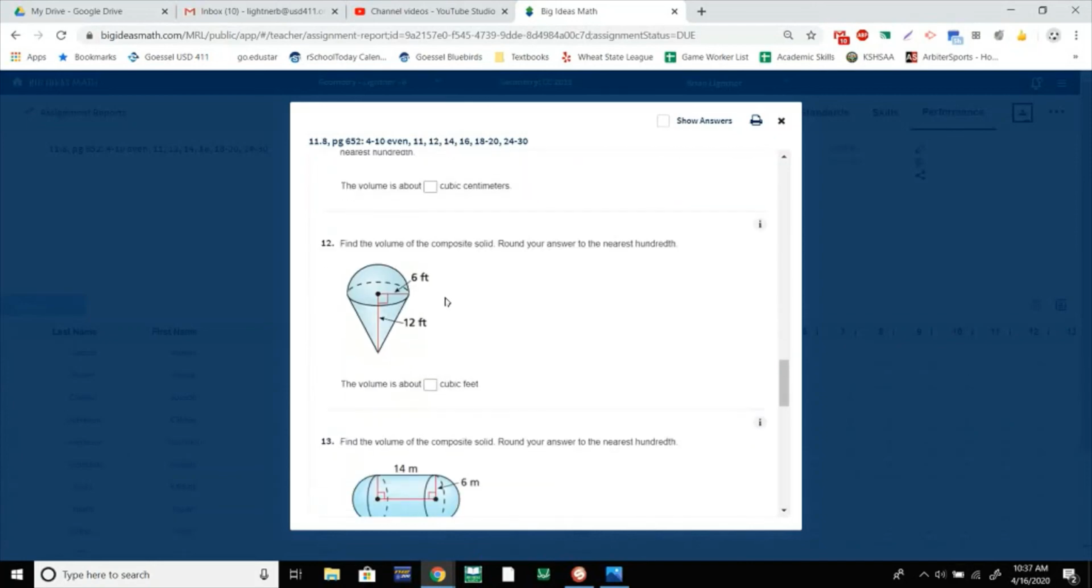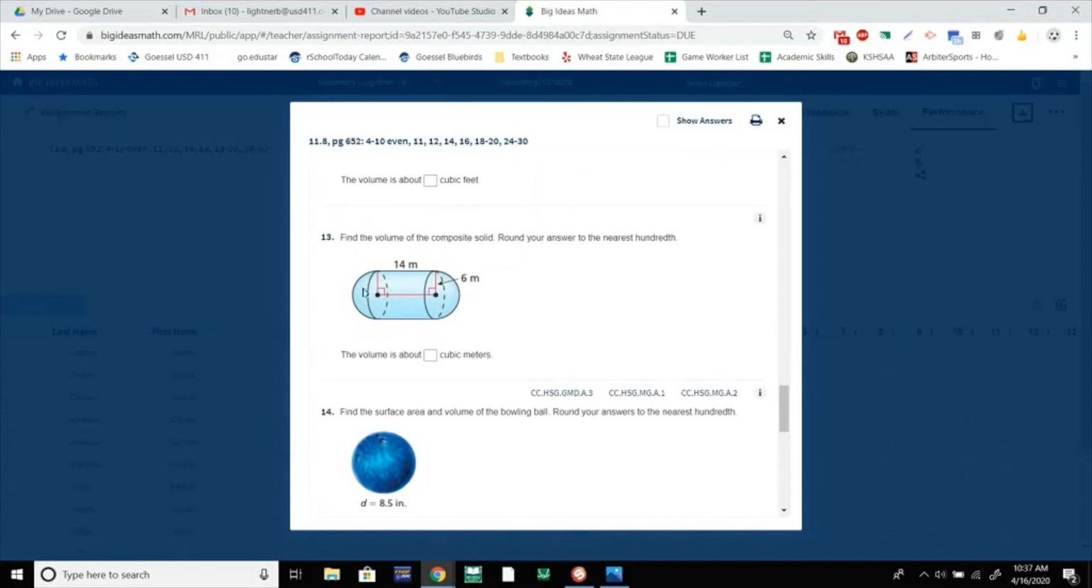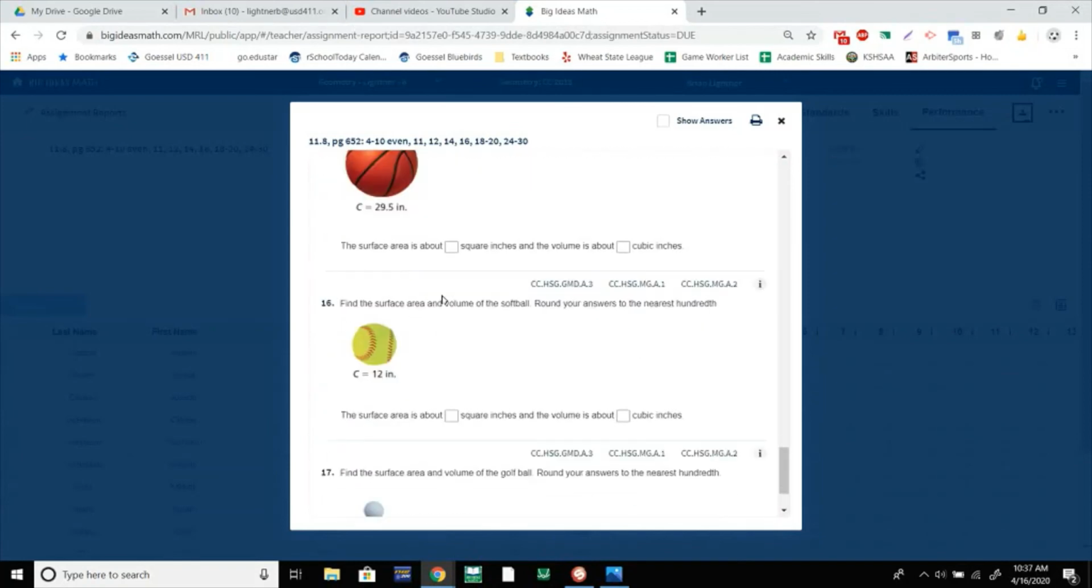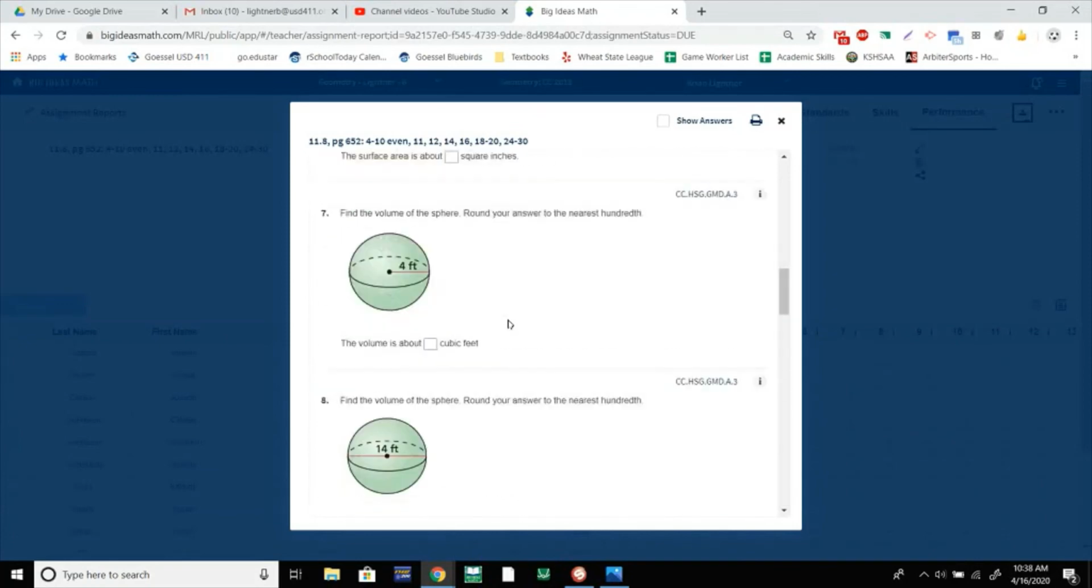Last couple examples. Some composite solids. This is a cone underneath a hemisphere. Then with the volume of that. This is a cylinder surrounded by 2 hemispheres. And then find the surface area and volume of just some common shapes, common balls we have.